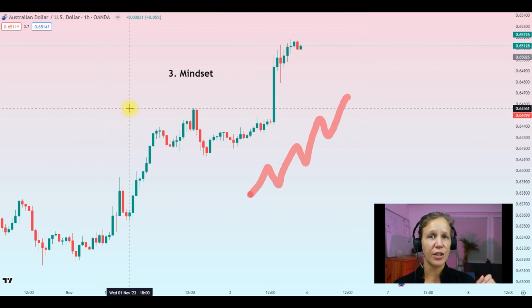Okay, the third element is your mindset. And it's probably the most underestimated element of all 3 of them, but in really many cases, it's definitely part of the failure, especially among beginners. So please, people, do yourself and me a favor and give this element a high priority as well.